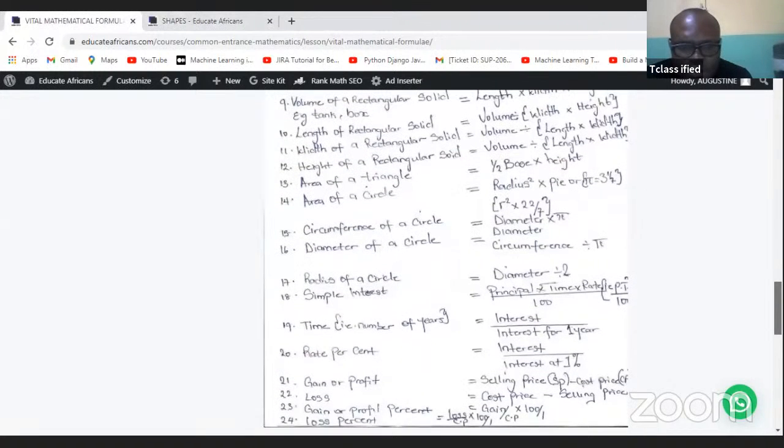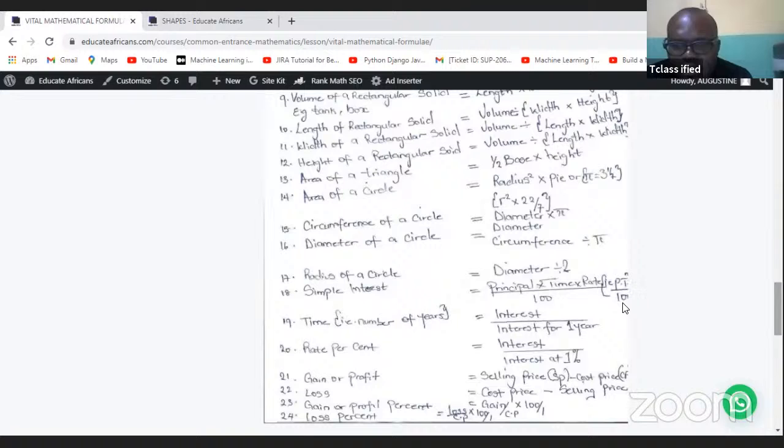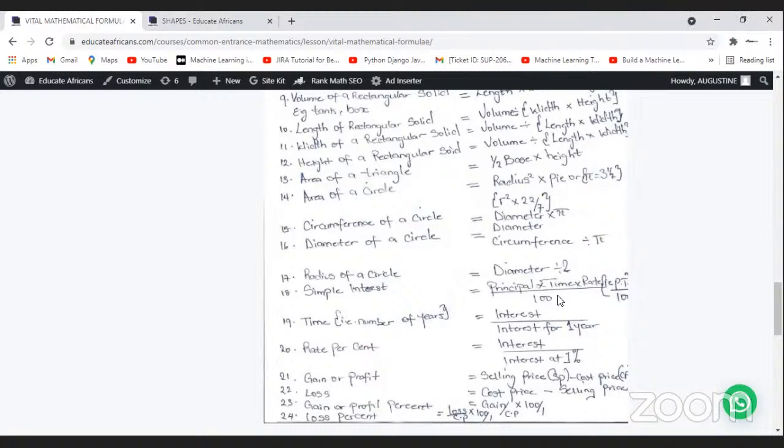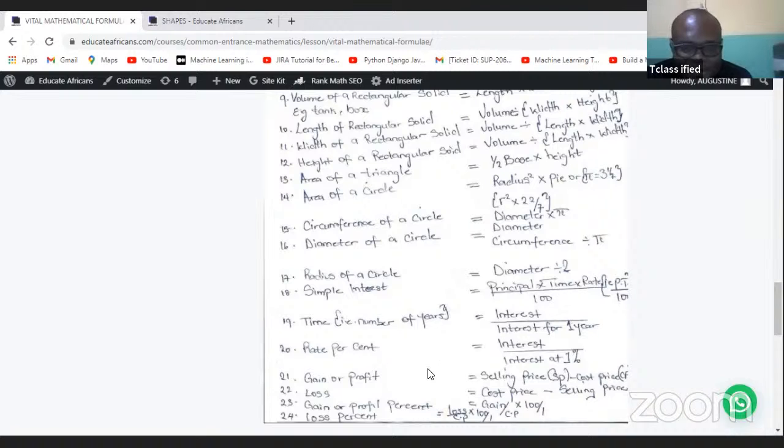What else? Then simple interest, the formula is principal times time times rate all over 100. Yes, sir. Okay. And gain or profit is equal to selling price minus cost price, whereas loss is cost price minus selling price. Okay.